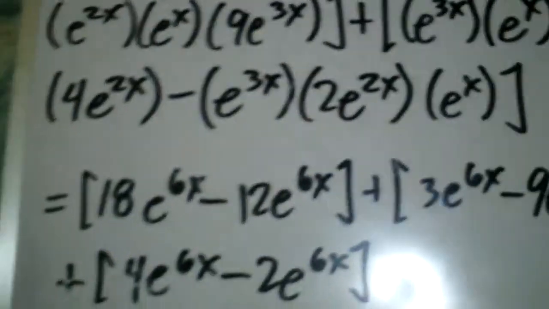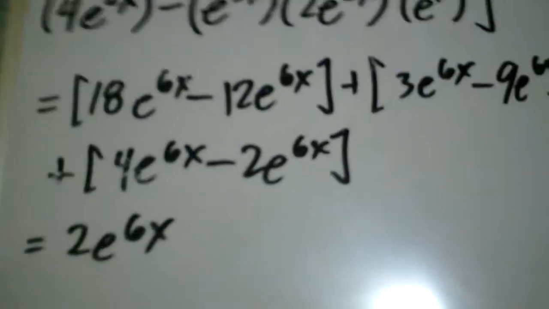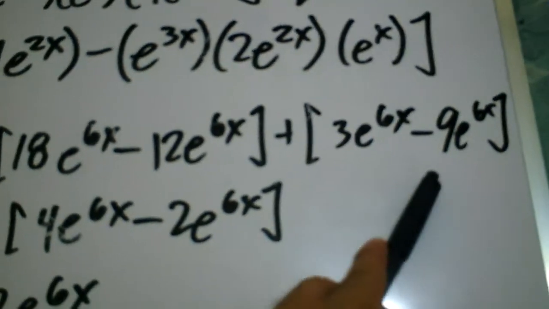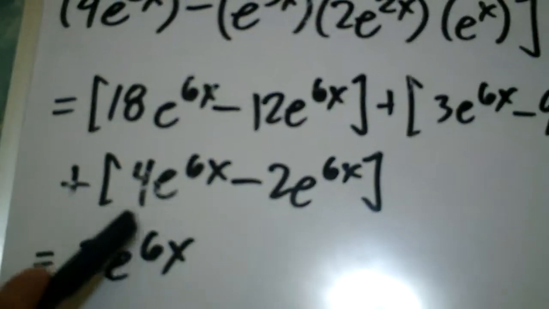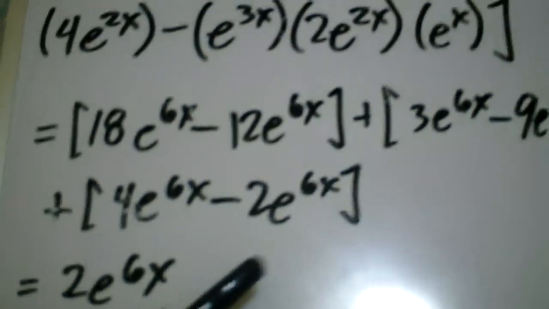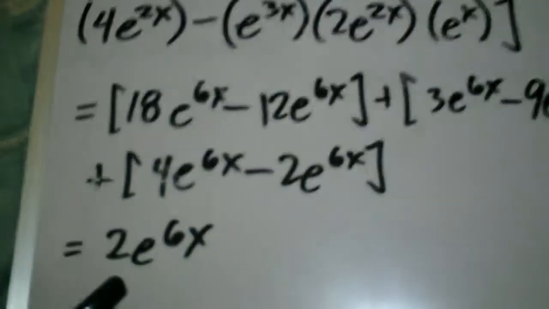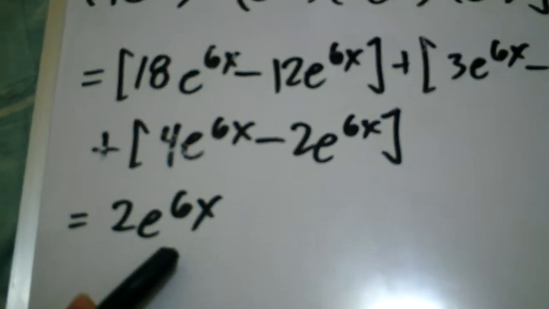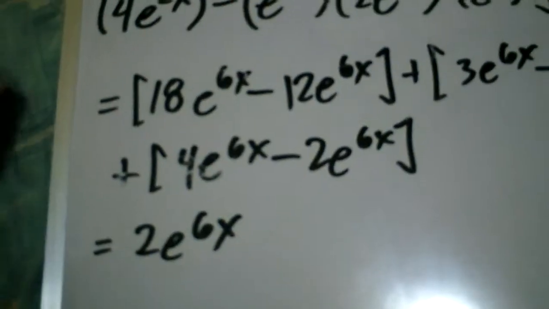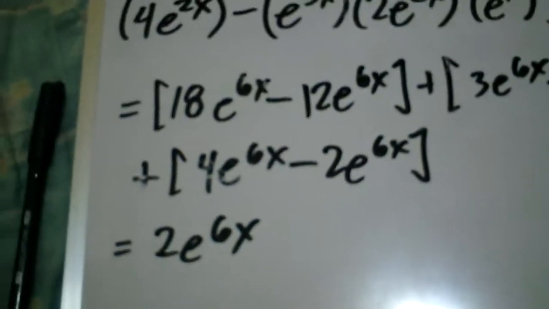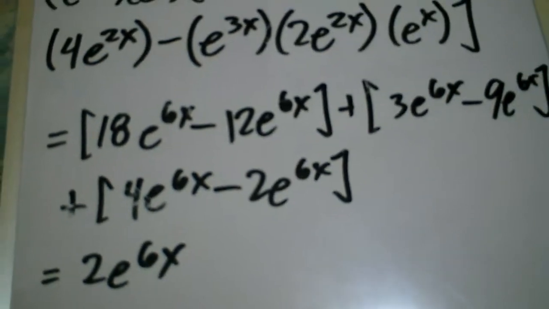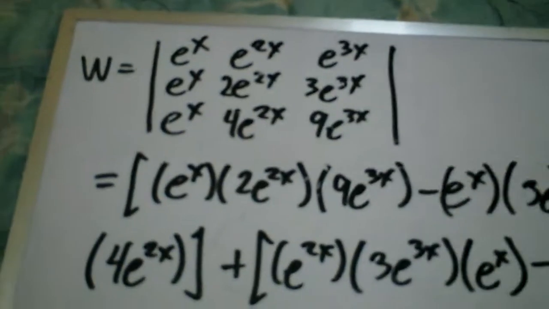So we will get our final answer: 18 e to the 6x minus 12 e to the 6x plus 3 e to the 6x minus 9 e to the 6x plus 4 e to the 6x minus 2 e to the 6x. Using Cramer's rule earlier, we will get 2 e to the 6x. So this is our W. Now we will again find u1 prime, u2 prime, and u3 prime by Cramer's rule.